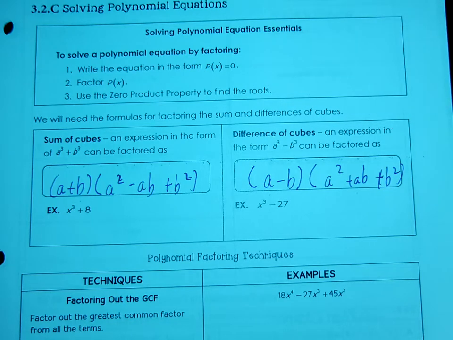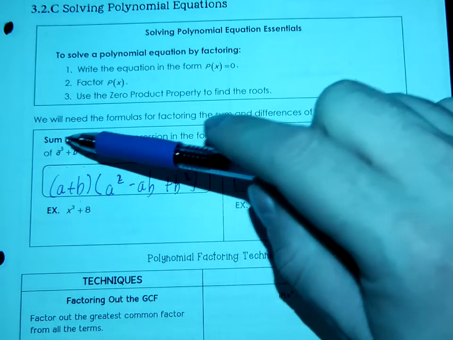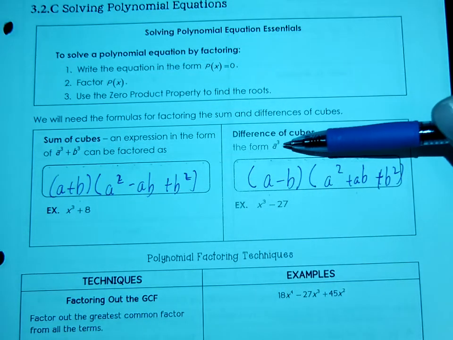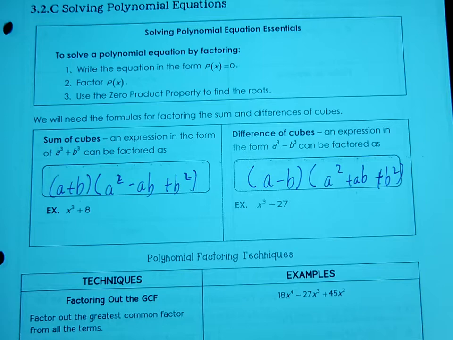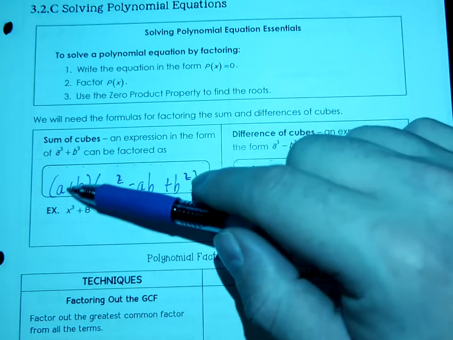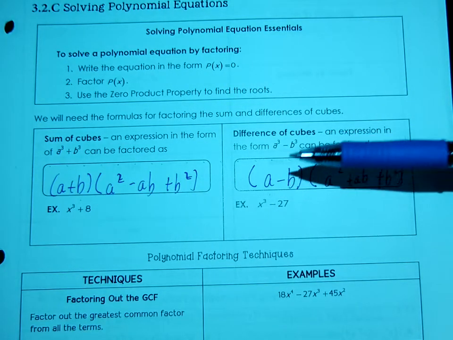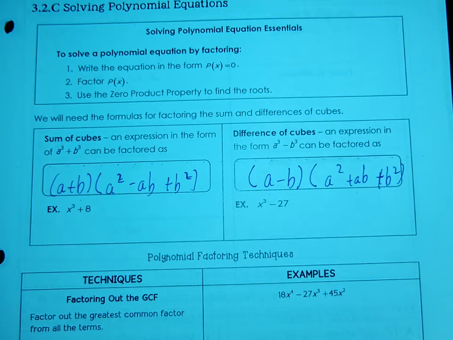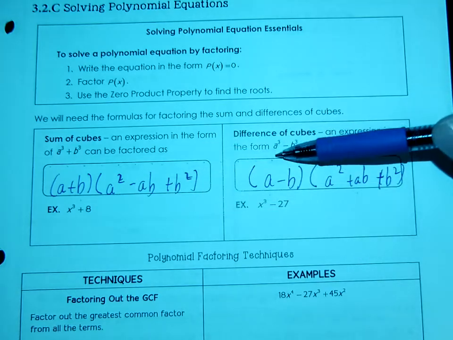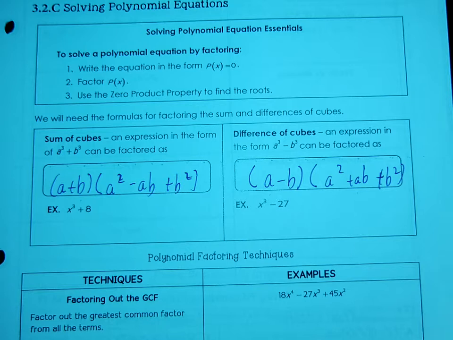So the two new formulas for today: sum of cubes and difference of cubes. These are third powers, so these are a to the third plus b to the third, and a to the third minus b to the third. The two differences in the formulas are that the a plus b cubed uses a plus here, and the a minus b cubed uses a minus here. And kind of counterintuitively, the a plus uses a minus here, and the a minus uses a plus here. Now some of you are a little bit worried about remembering these formulas.